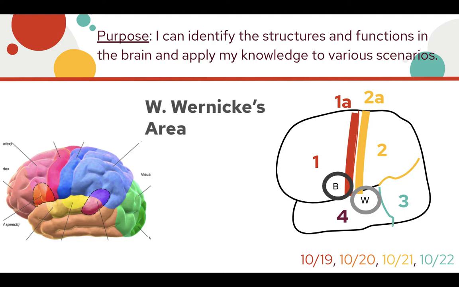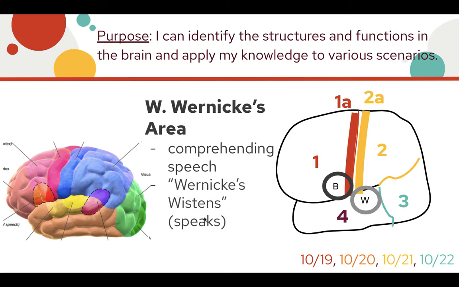And then here, I couldn't draw Wernicke's area perfectly because I definitely don't have it proportionate here, but Wernicke's area is going to be comprehending speech. And this is going to be Wernicke's wissens, so ignore the speaks part here, that should say listens. Now, what does this mean with comprehending?